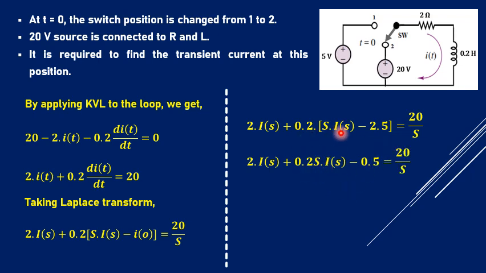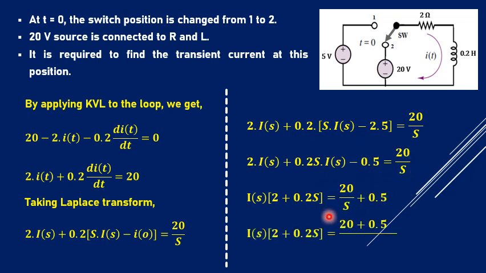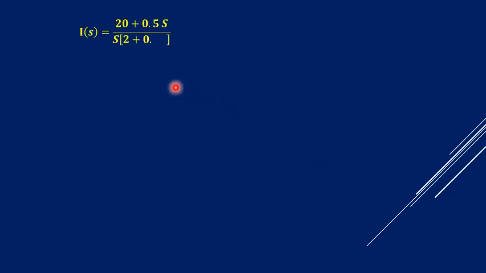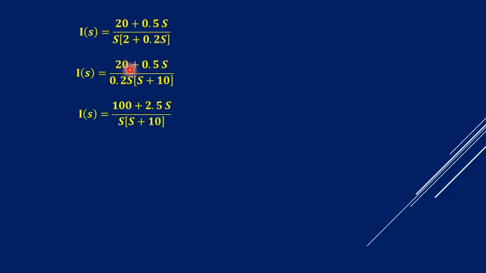So just multiply this inside, take the 0.5 to the right hand side, and since we are interested in finding I of s here, take I of s outside. Bring this denominator to s plus a format. Take the coefficient of s outside, and now bring this 0.2 to the numerator. It will become 20 by 0.2 plus 0.5 by 0.2 s. So that is 100 plus 2.5 s.